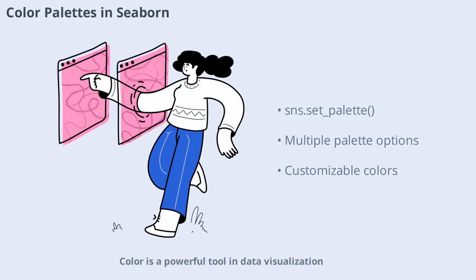Color is a powerful tool in data visualization. Seaborn provides a variety of color palettes such as deep, muted, bright, and pastel. You can set a palette with sns.set_palette. Using consistent and appealing colors helps highlight key patterns and makes your plots more engaging. You can even create custom palettes for branding or accessibility. Let's experiment with different palettes and see their impact on our charts.